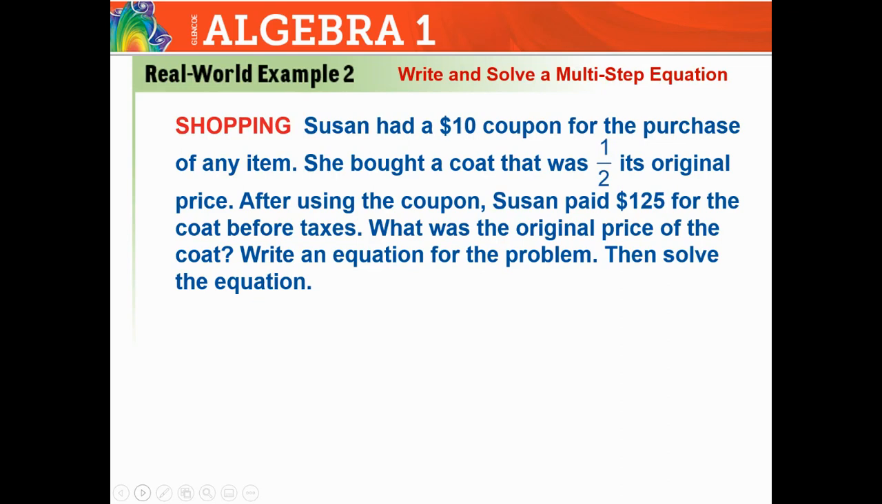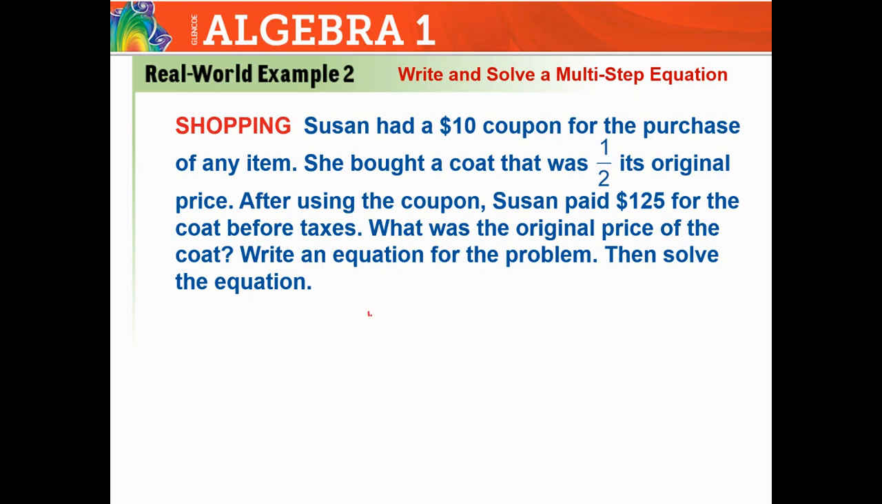All right, for the next one, it's going to be a word problem, so we have to think a little bit. Susan had a $10 coupon for the purchase of any item. She bought a coat that was half its original price. After using the coupon, Susan paid $125 for the coat before taxes. What was the original price of the coat? Write an equation for the problem, then solve the equation.